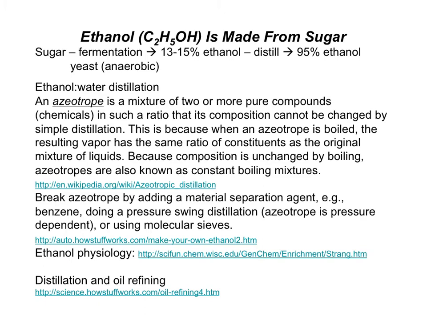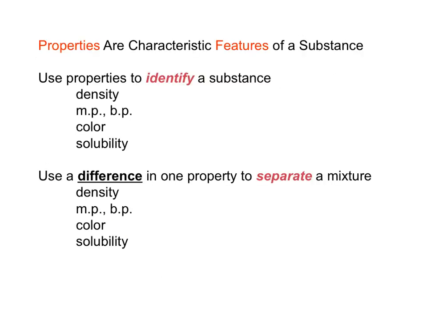Here's the reason why you can't get 100% ethanol by distillation. In this video, we learned to separate one substance from another by using a difference in a property.